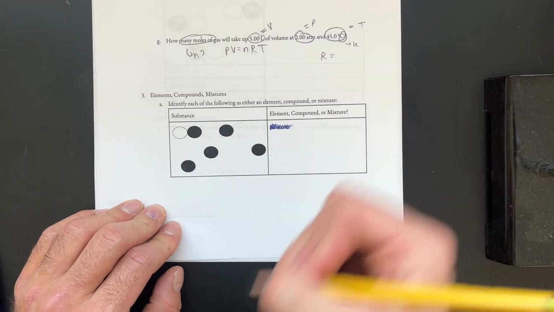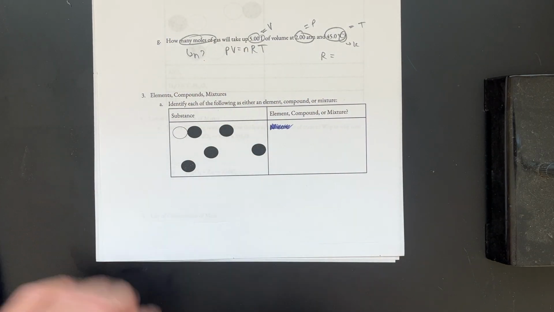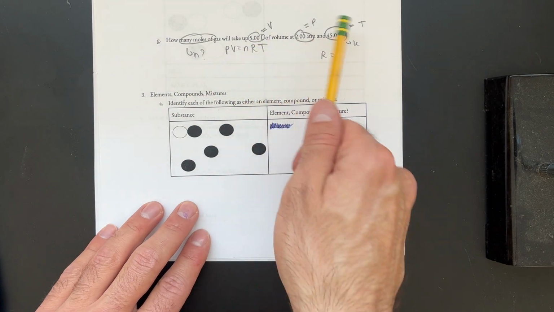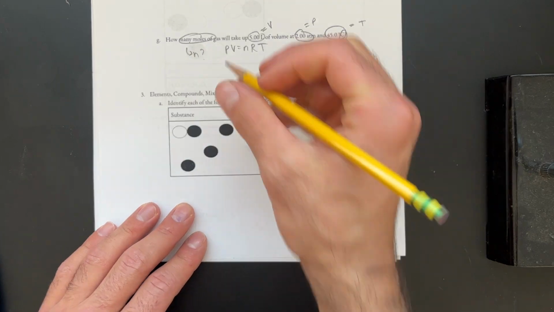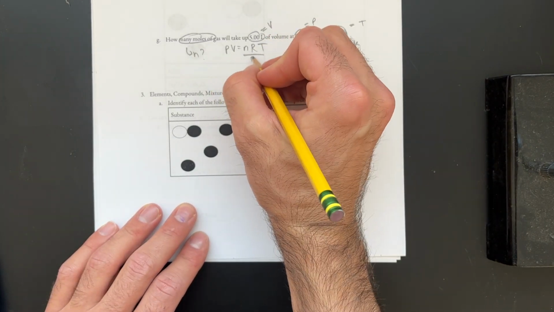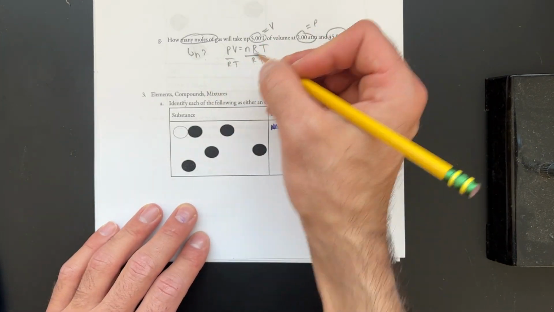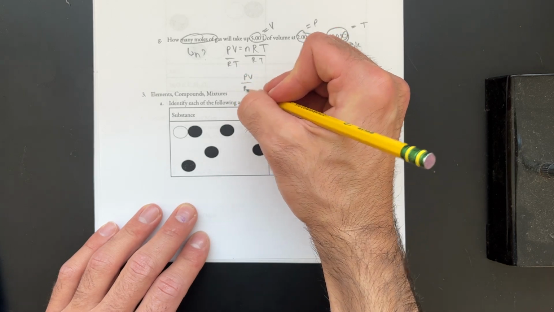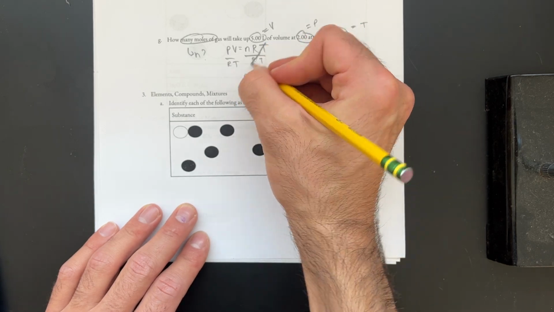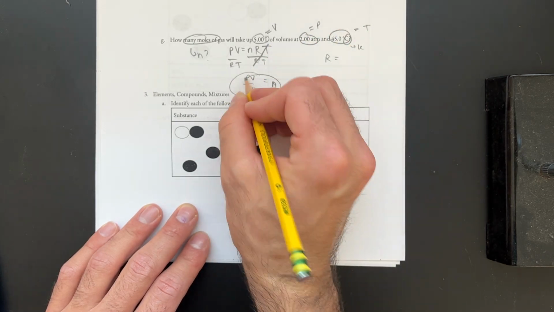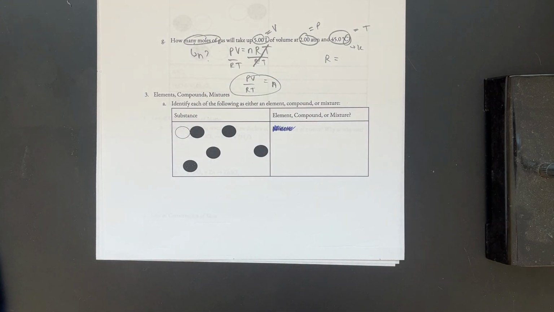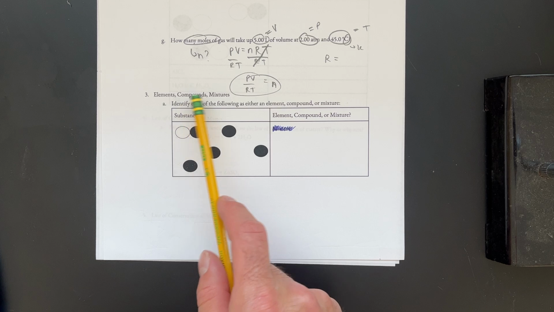If we can figure out R, then we can just plug it in here. This isn't a before and after situation. This is, I give you a bunch of variables, figure out N. And so what you would have to do is solve for N. So you would have PV divided by RT is equal to N. And you can just plug in, and you get the right answer. But cool. Okay, let's go on now to elements, compounds, mixtures.